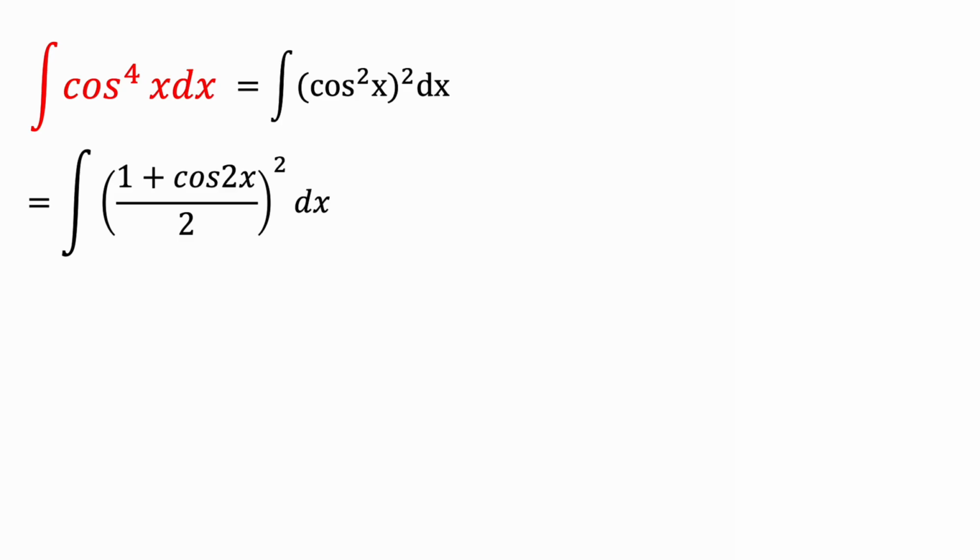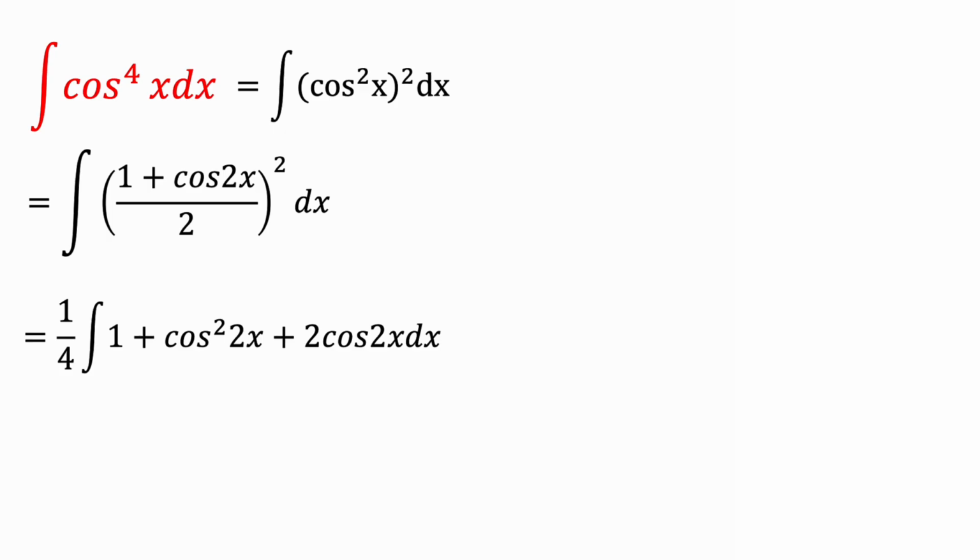Now I'll expand the parenthesis. Since the denominator is squared, it becomes 4. I'll take that 4 outside the integral. What do we get in front of the integral? 1/4. What else is left? Open the bracket. The first term squared plus the second term squared is the first identity.